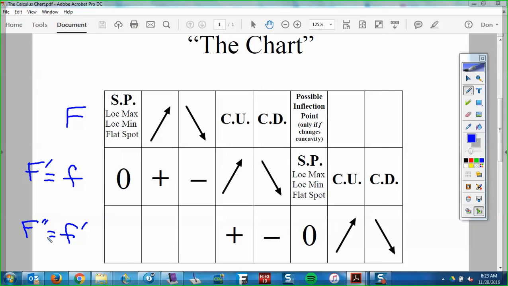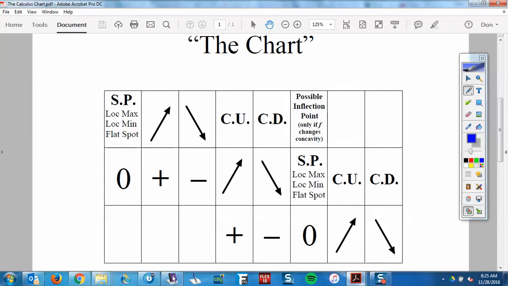But usually, I'll be honest, we don't use big F prime very often, right? We talk about the derivative of big F, we say, oh, that's little f. Derivative of big F is little f. And then, of course, the derivative of little f is little f prime and so forth. Okay, just some notation. It hasn't changed a thing. The chart is still the chart. The relationships are still the relationships.